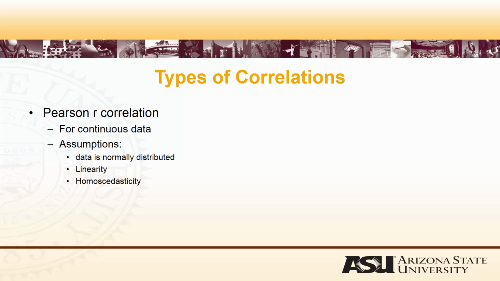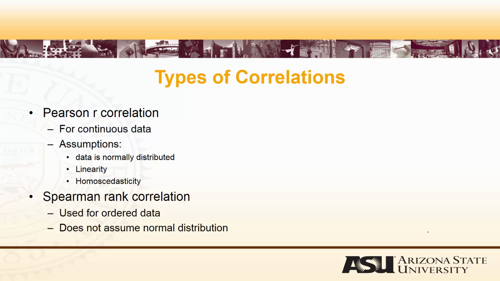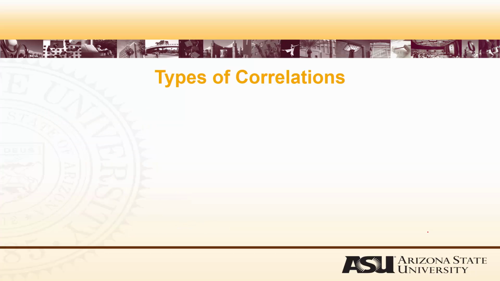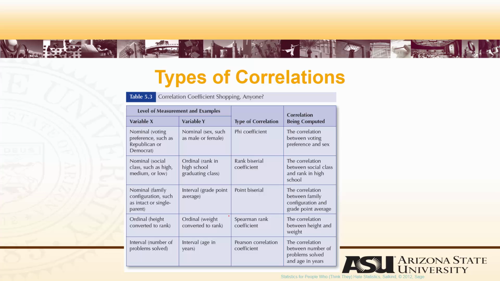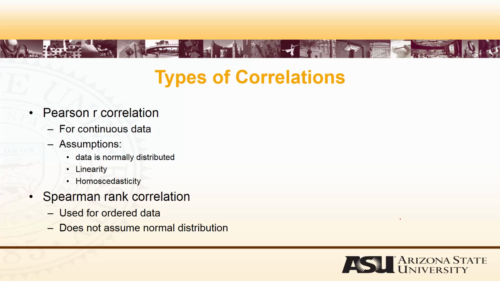So Pearson R is used for continuous data. We assume that data is normally distributed, sort of like we have for many of our topics here. We assume linearity and homoscedasticity, or equality of variance. If we're using a Spearman rank correlation, which again is here the second to the bottom, ordinal versus ordinal, that's where we use a Spearman ordinal rank correlation. We don't assume that normality.